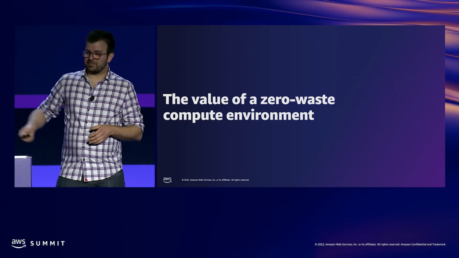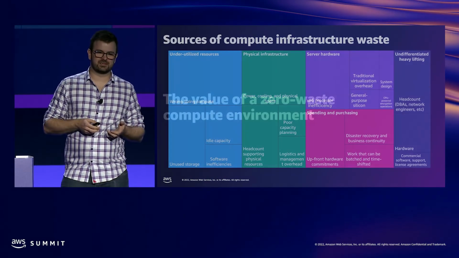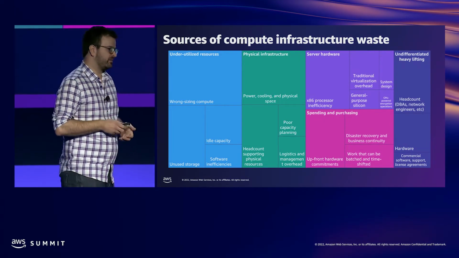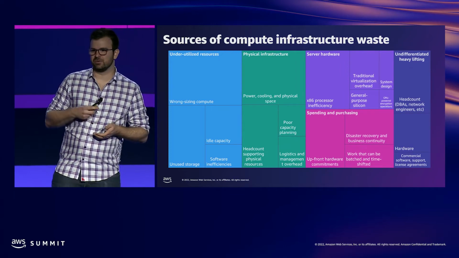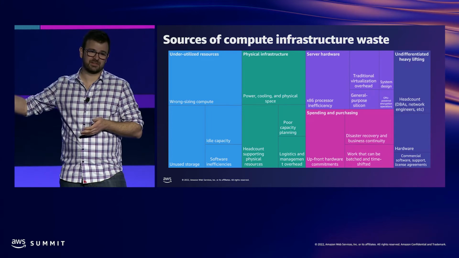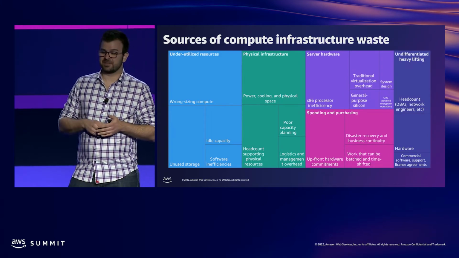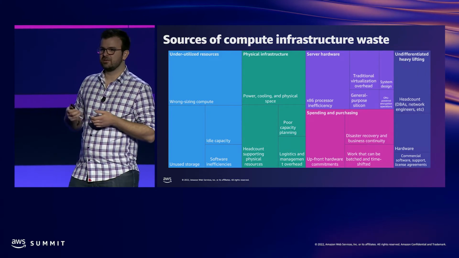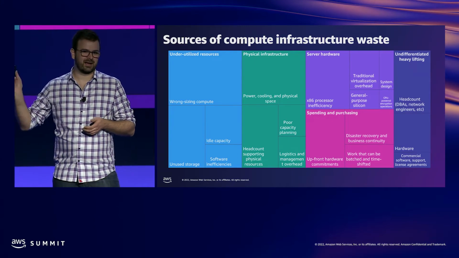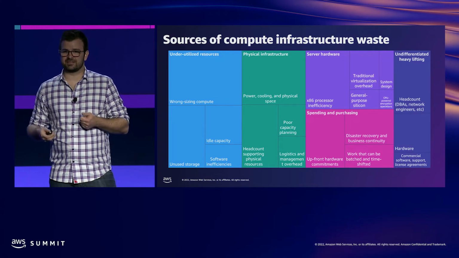So as we're wrapping up, let's talk about the real value of reducing waste for your compute infrastructure. There are a lot of sources of waste when it comes to running compute applications. We've talked about a couple of different tasks or actions that you can do to reduce waste, but there's a lot of sources of waste within compute infrastructure. And at AWS, we're trying to tackle all of them. I only had time to tell you about a couple of them. So I want you to think about these as you're running your applications.